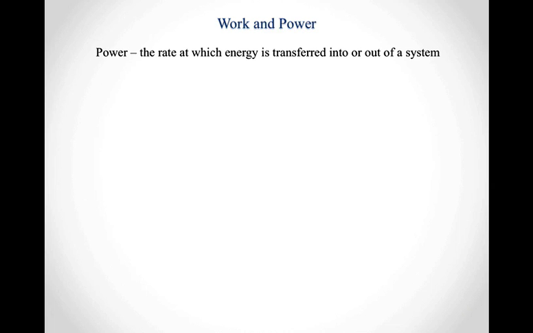So if work is the way that energy is transferred into or out of our system, power is the rate at which that energy is transferred into or out of our system. And so we can start by talking about the average power, which says, tell me the rate at which energy was transferred into or out of the system over some discrete chunk in time. So on average, what was the power exerted by some force as it did work?